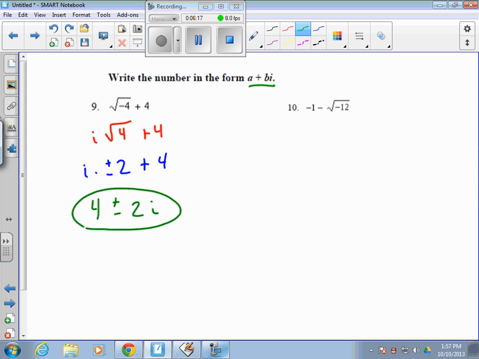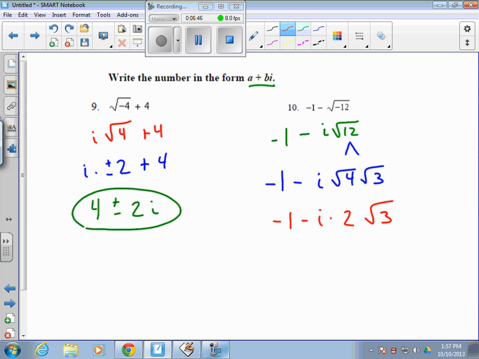Negative 1 minus the square root of negative 12. Again, first thing you want to do is take out the negative by multiplying it by i. So you have negative 1 minus i times the square root of 12. And we could separate the square root of 12 into the square root of 4 times the square root of 3. It's still multiplying by i. It's still being subtracted from negative 1. So we have negative 1 minus i times 2 times the square root of 3. Remember, it's plus or minus 2 times the square root of 3.